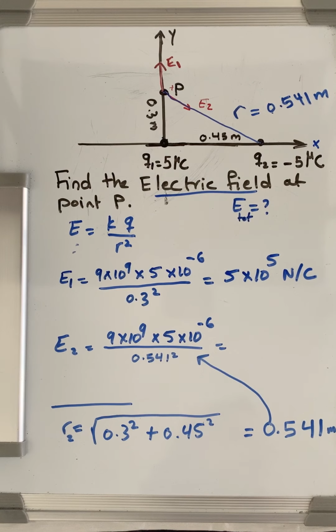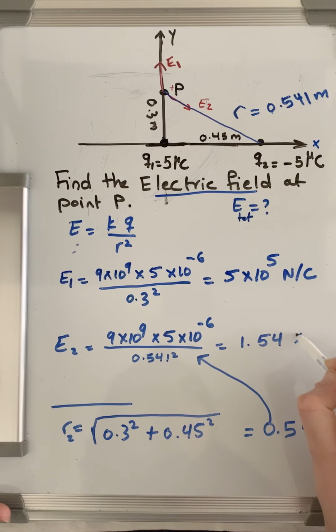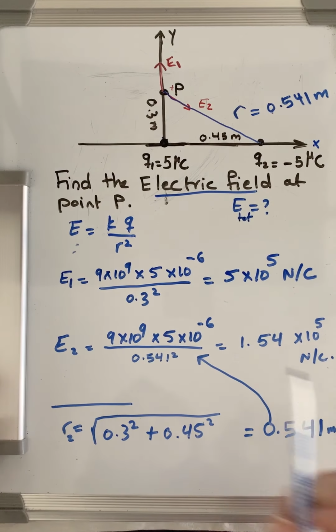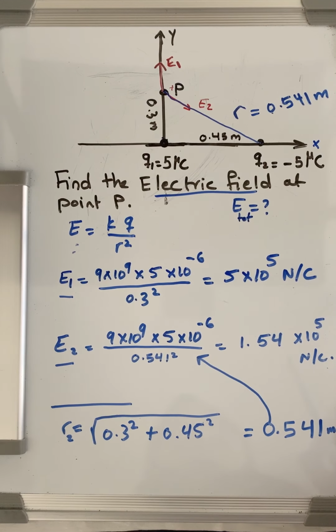Plugging all this into the calculator, I find that E2 is equal to 1.54 times 10 to the power of 5 Newton per coulomb. So in this part, the first step, I found E1 and E2, the magnitudes of them. We will do the next step in the next video.